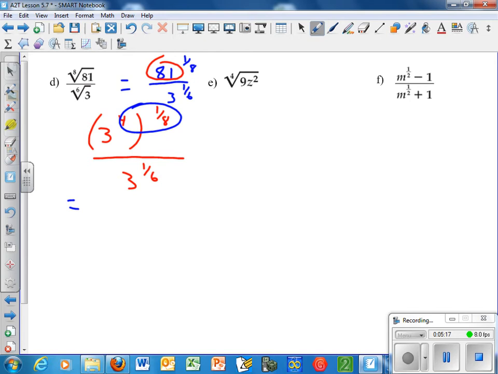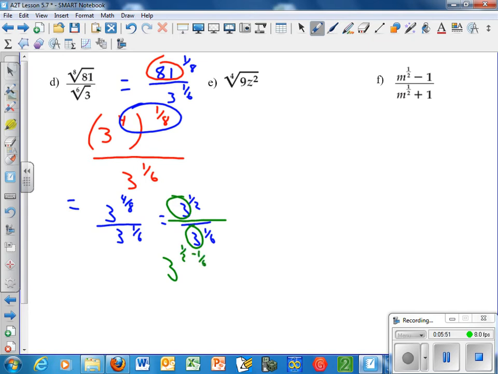Power to a power, you multiply exponents, so it's 3 to the 4/8 power. On the bottom, we get 3 to the 1/6 power. Now I'm going to simplify a little bit. This is 3 to the 1/2 power over 3 to the 1/6 power. Now notice we got the bases to be the same, and we're dividing. So I subtract exponents top to bottom. So it's 3 to the 1/2 minus 1/6.